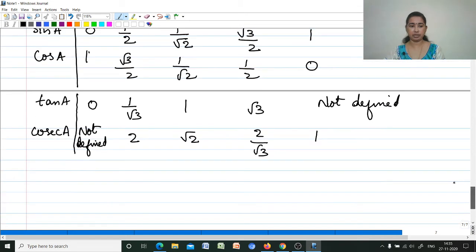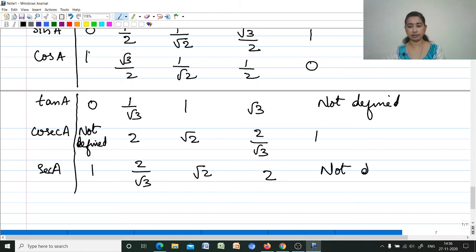Same way for sec. Sec A. Sec is the reciprocal of cos. So 1 by 1 is 1. Then reciprocal of root 3 by 2 is 2 by root 3. Reciprocal of 1 by root 2 is root 2. Reciprocal of 1 by 2 is 2. Reciprocal of 1 by 0 is not defined.